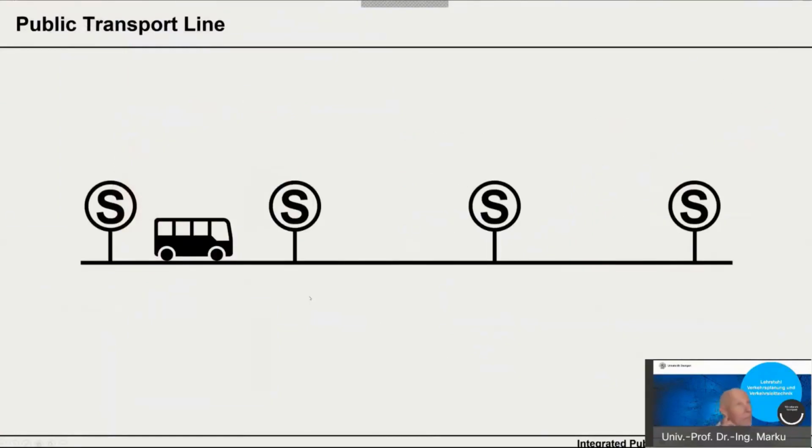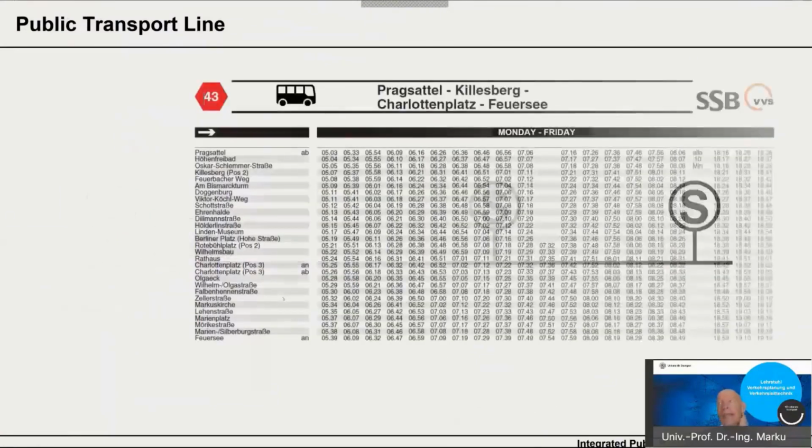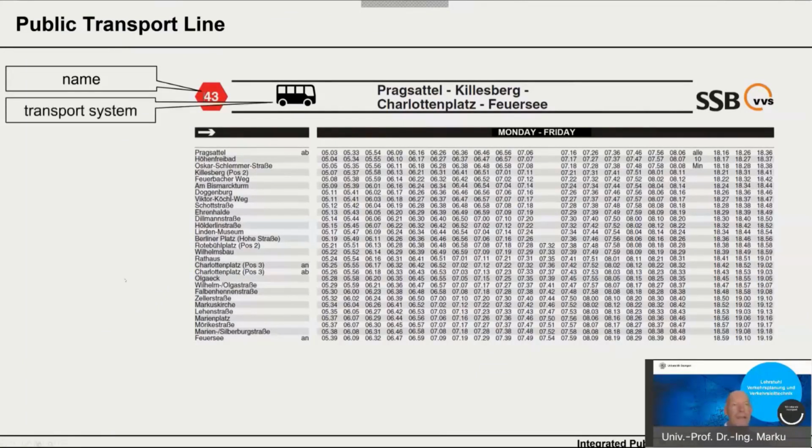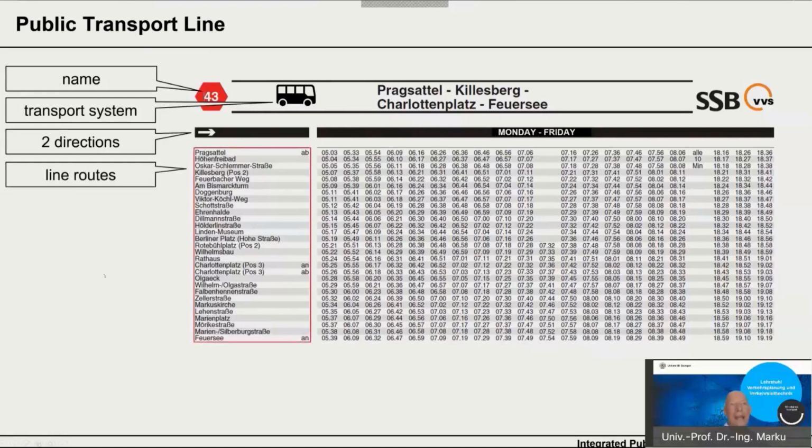If you move on, the next thing is a public transport line. We already discussed that briefly in our terminology. This is a timetable, and if you look at a public transport line, we know it has a name. It belongs to a transport system, bus, metro. It usually has two directions, inbound, outbound, direction 1, direction 2. It has one or more line routes. So this is here the sequence of stops which are served.